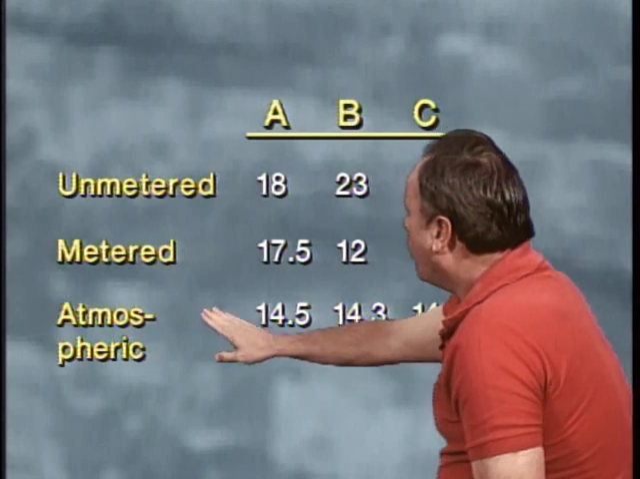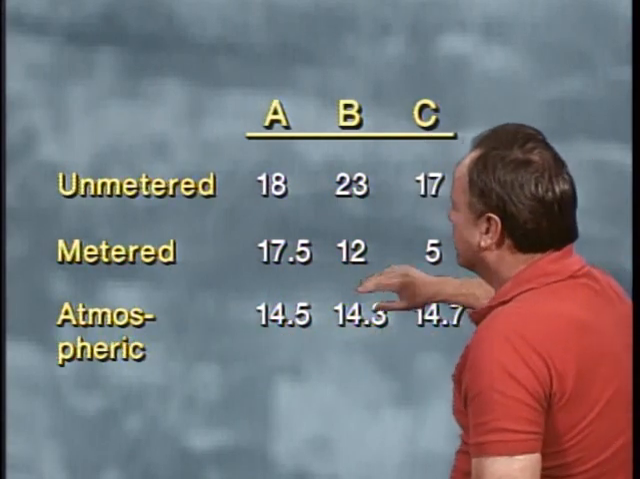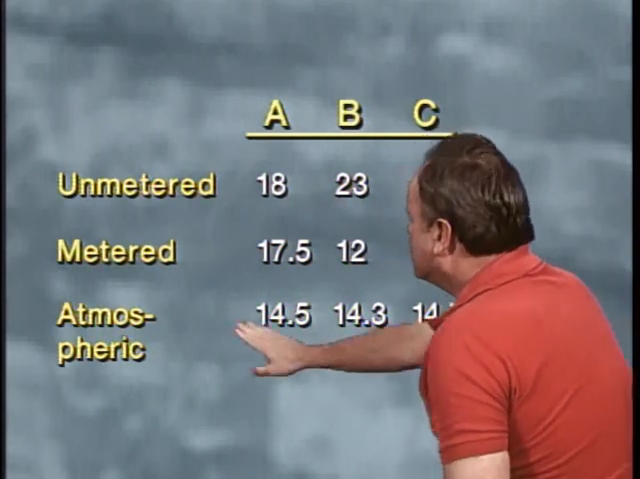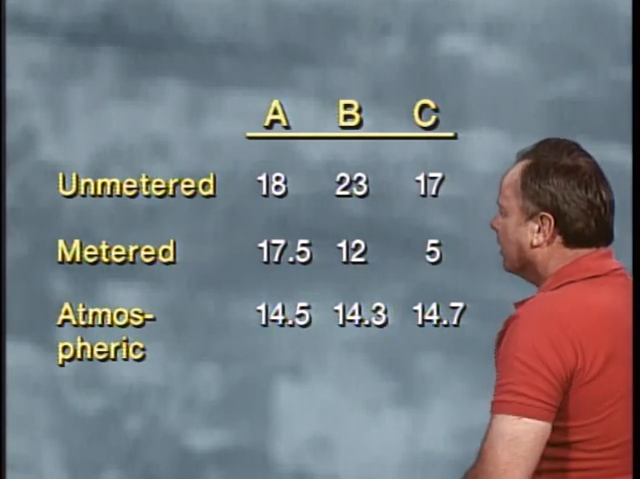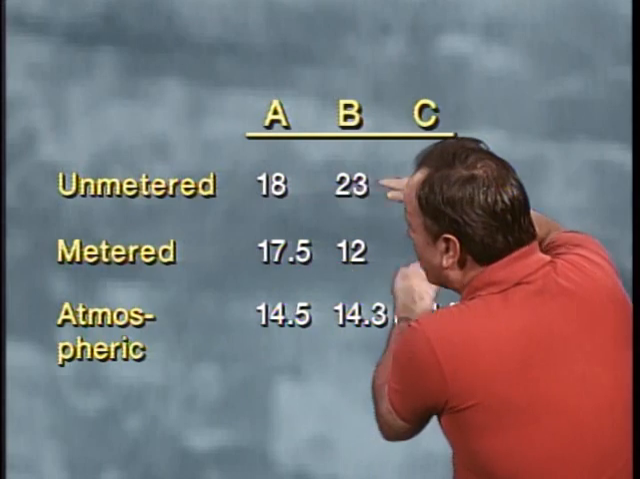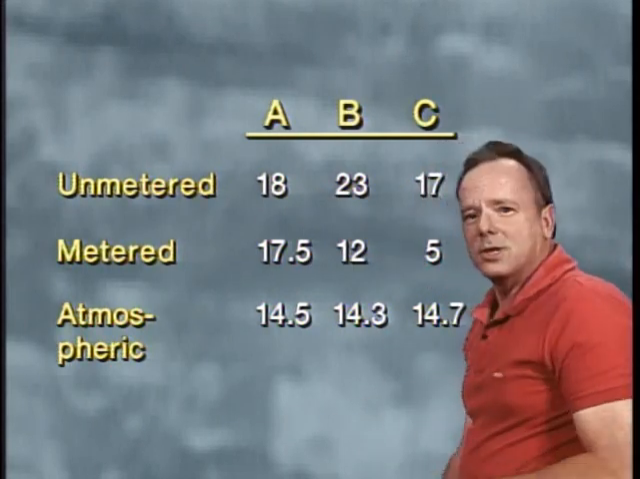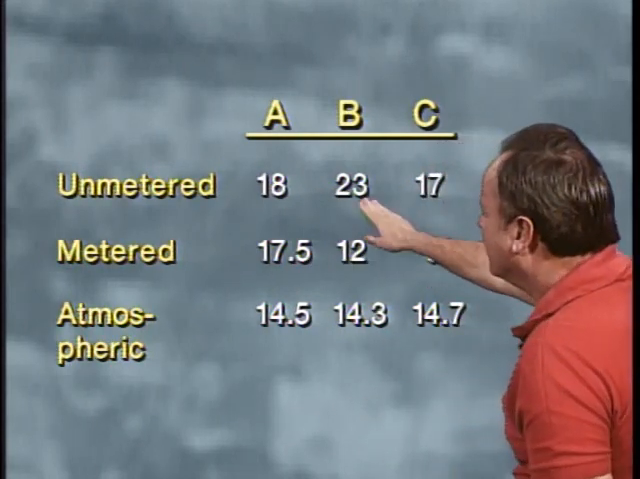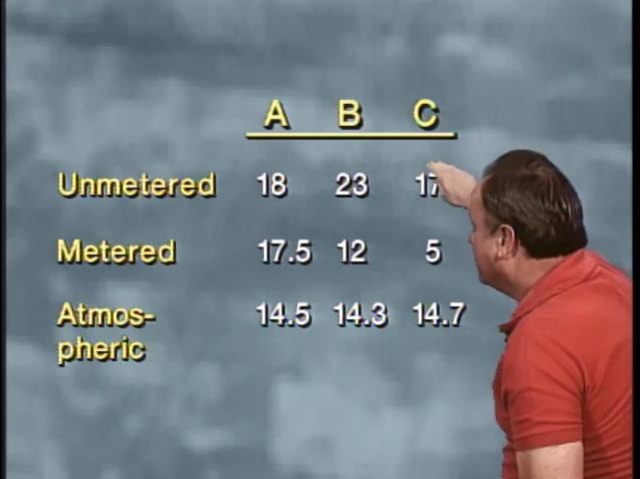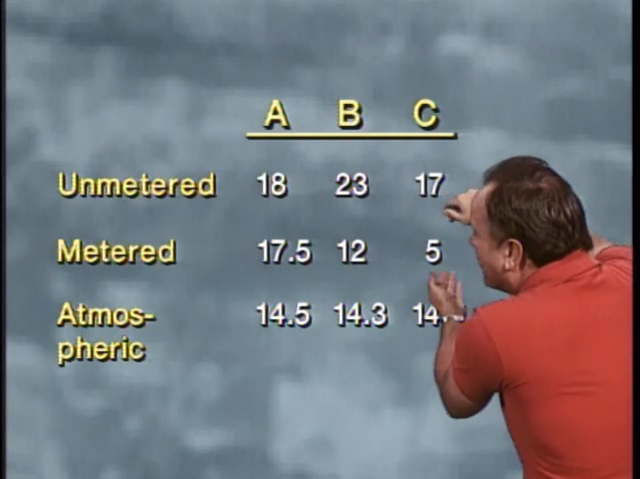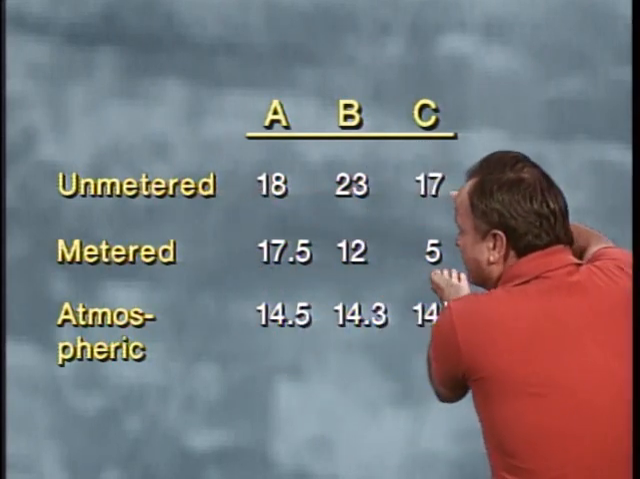By the way, you can ignore atmospheric pressure because atmospheric pressure affects everything in exactly the same way. So you can ignore atmospheric pressure. It's on both sides of the equation here between metered and unmetered. So all you have to do is take the differential. Here the differential is 0.5, not much differential. Here the differential is 11, and here the differential is 12. So on C here, on 17 and 5, that differential is 12. That's the greatest differential between all of these, metered and unmetered.